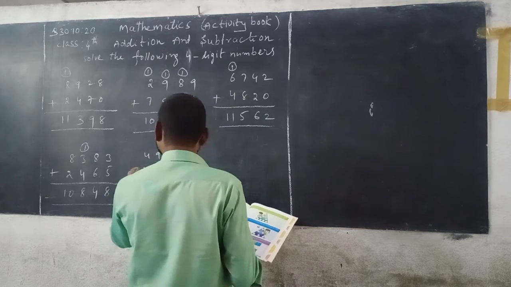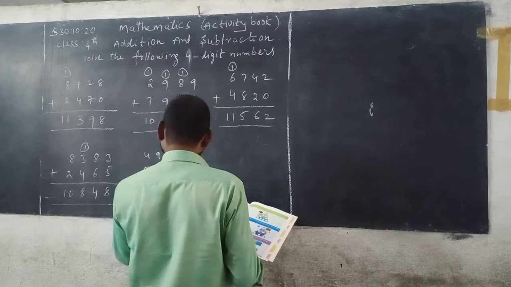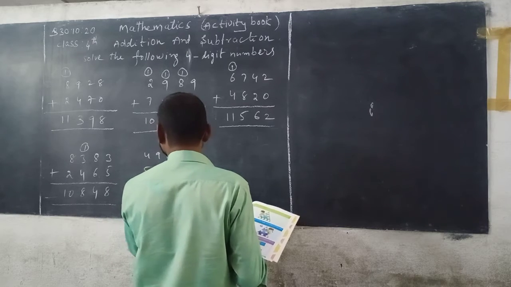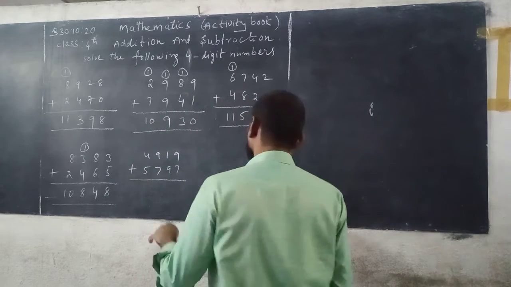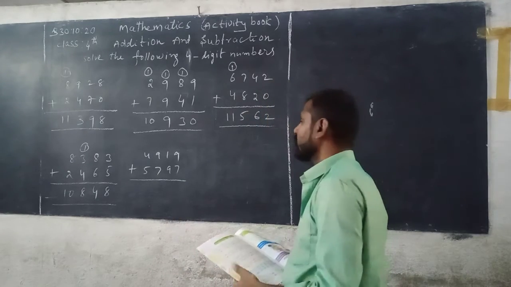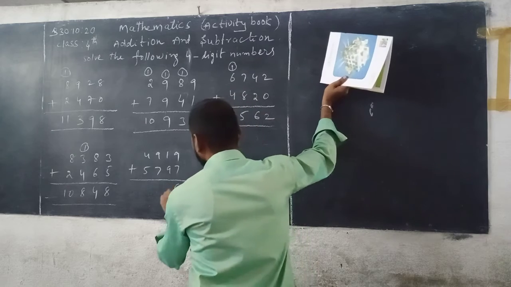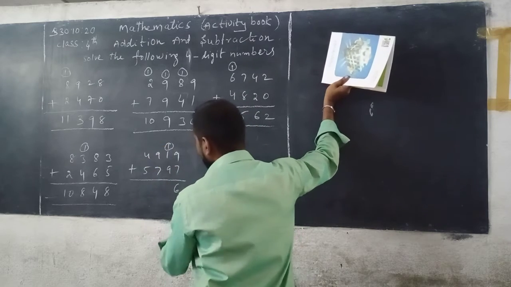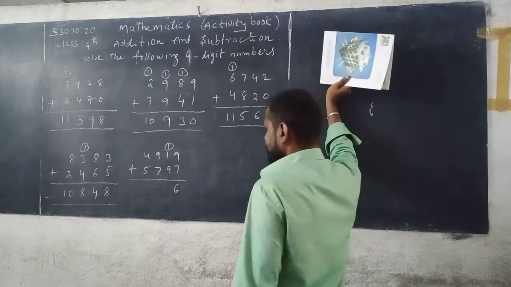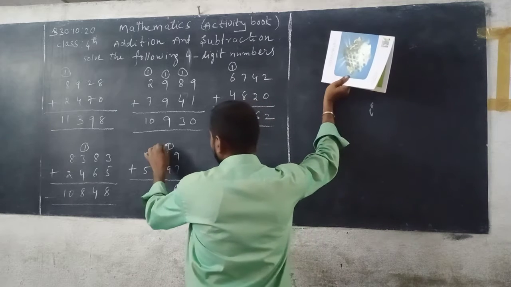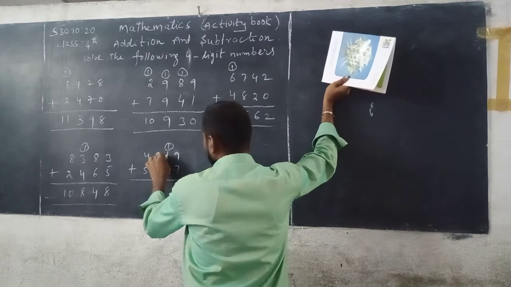4,990 plus 5,797. First add the digits in ones place, next tens place, next hundreds place, like that only. 9 plus 7, you can get 16. 6 taking, 1 is carrying in tens place, 6 write down in ones column. Next here, 1 plus 1, 2. 2 plus 9, 11.